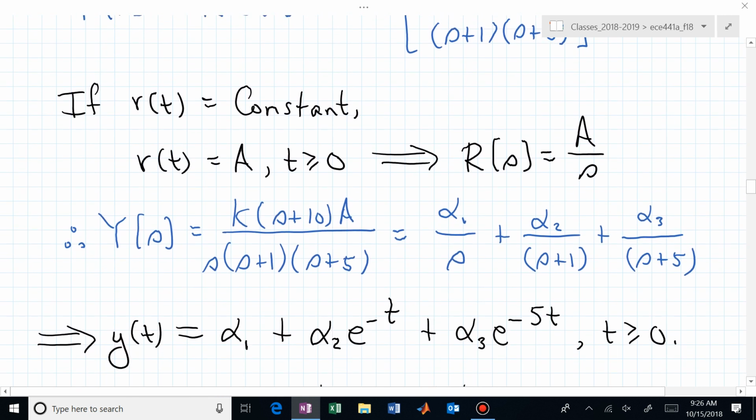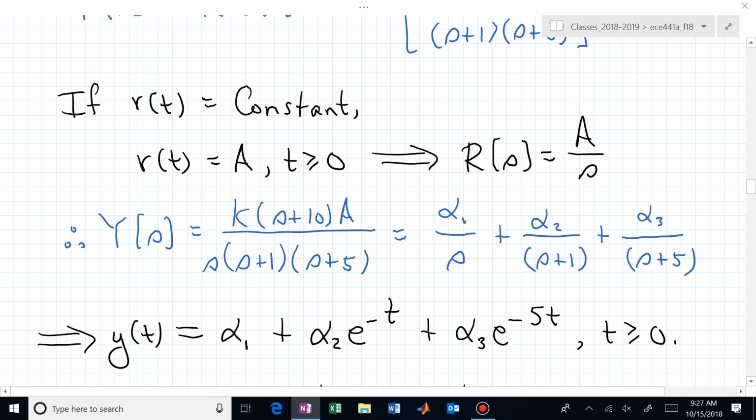On an exam, if I say, what's the structure of y of t? You could just write it down this way and not have to solve for alpha 1, alpha 2, alpha 3. Now you don't have to worry about your calculator or leaving it at home. You just say, oh, the structure of y of t is now a constant alpha 1 plus alpha 2 weighting e to the minus t, and alpha 3 weighting e to the minus 5t. You have 2 transient modes, e to the minus t and e to the minus 5t.